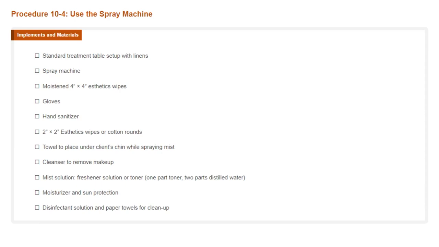Implements and materials. Standard treatment table setup with linens. Spray machine. Moistened 4" by 4" aesthetics wipes. Gloves. Hand sanitizer. 2" by 2" aesthetics wipes or cotton rounds. Towel to place under client's chin while spraying mist. Cleanser to remove makeup. Mist solution, freshener solution or toner, 1 part toner, 2 parts distilled water. Moisturizer and sun protection. Disinfectant solution and paper towels for cleanup.